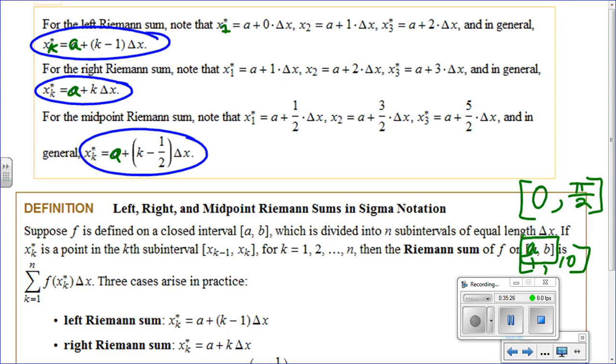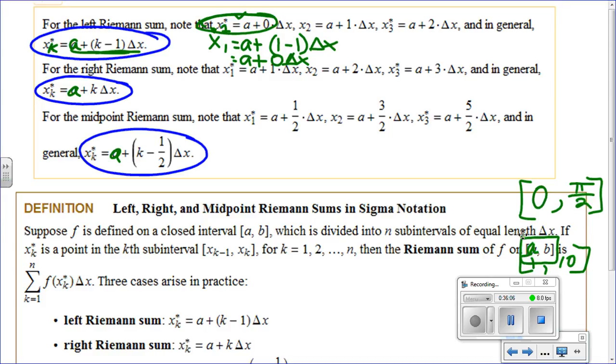And so if k is 1, we will have, put a little star here. I'm going to follow this formula to show you how they got this. So it will be 0, A plus, and then from here, I'm going to use 1 minus 1, and then times delta x. So that will be A plus, what is 1 minus 1? 0. 0 delta x. And that's how they got that first one.